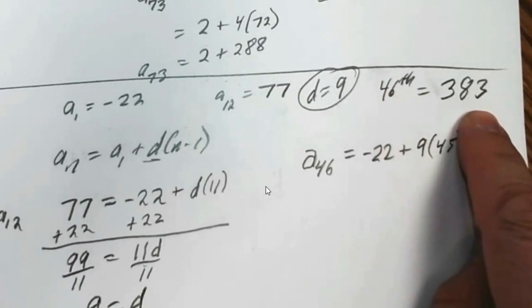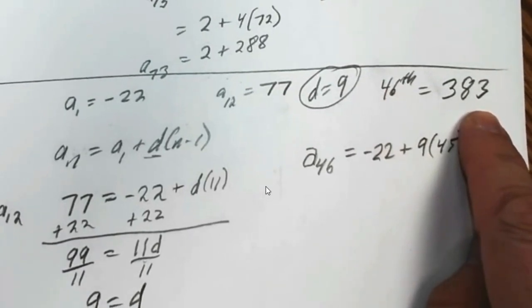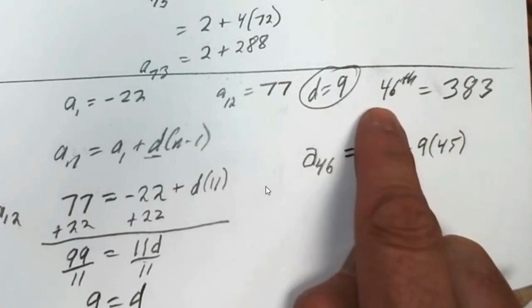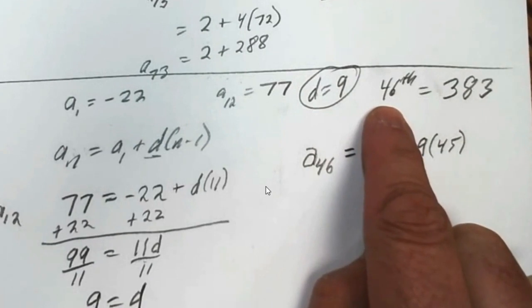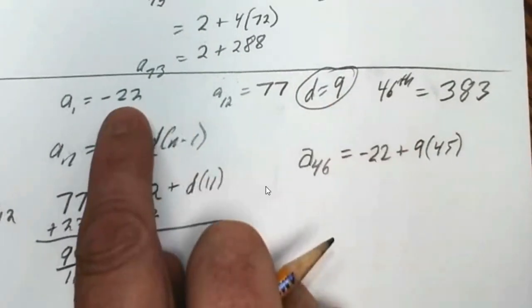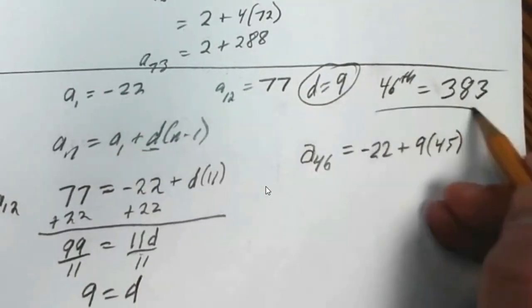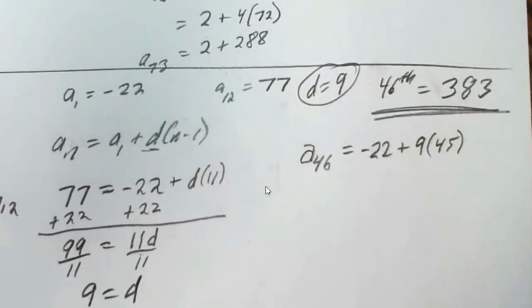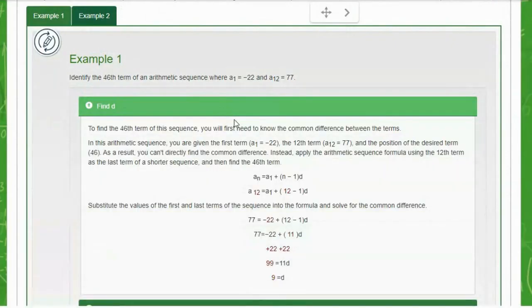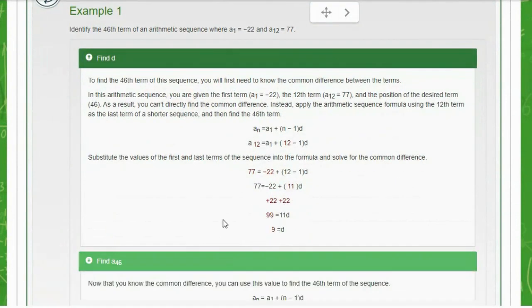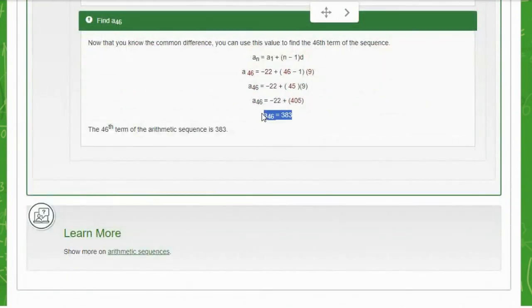46, 383. Does that make sense? Well, let's see. It goes up 9 every time. So that's a little less than 10. If it went up 10 every time, that means it'd go up like 460, starting at a negative 22, but it only goes up 9. So that's about right. So we can trust that to be a good answer. 383. Let's see what they got. First, they found D, which we did the same thing. It was 9. And then they used that to find 383 as the 46th term.